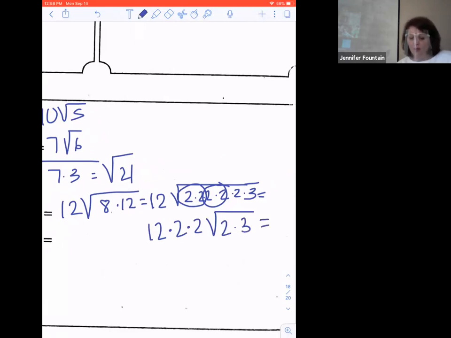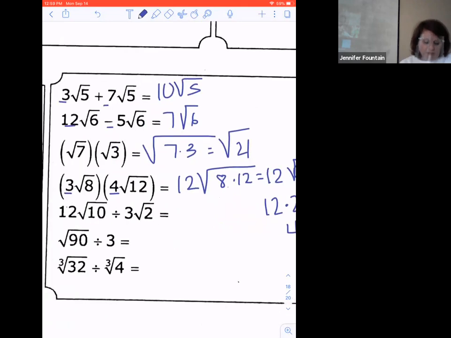So I have 12 times 2 is going to be 24, and 24 times 2 is 48. And then under my radical, I'm going to multiply 2 times 3 is 6. Everybody good with that? Okay.